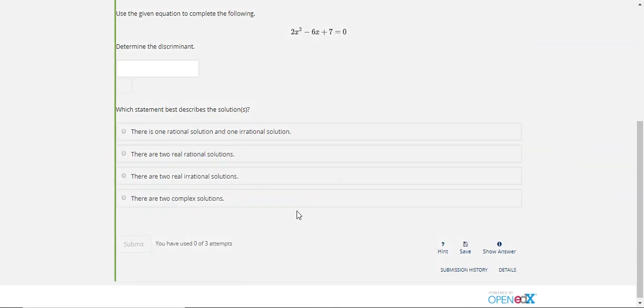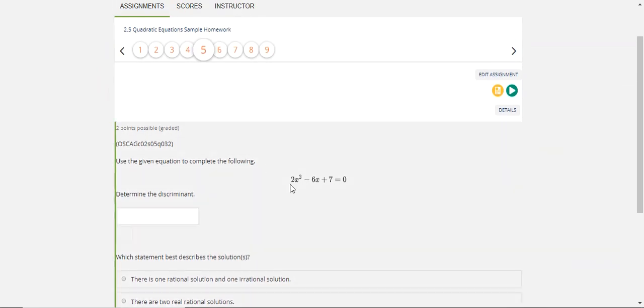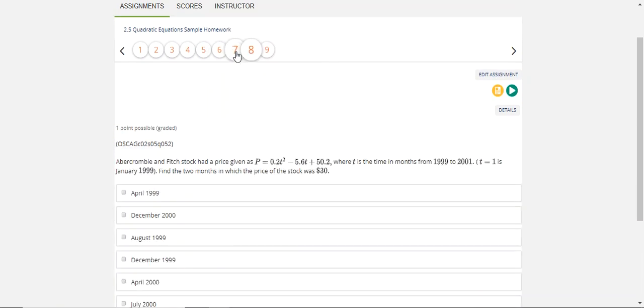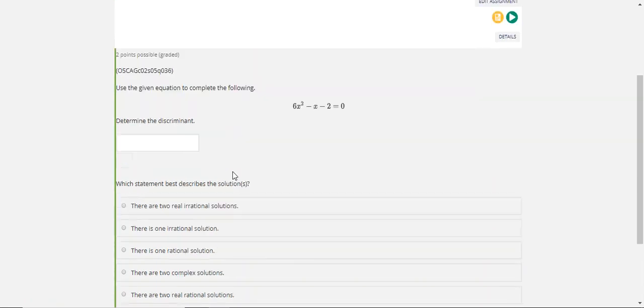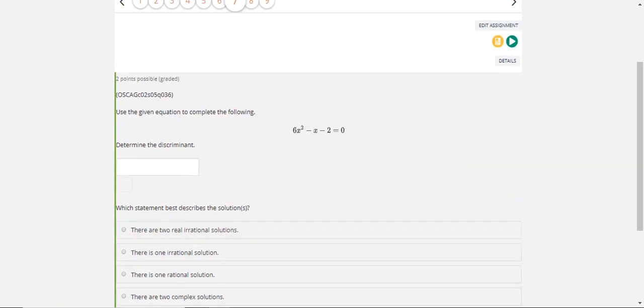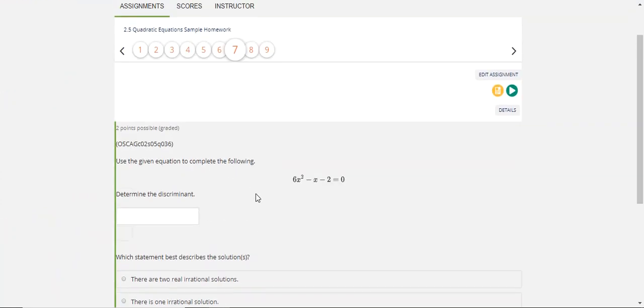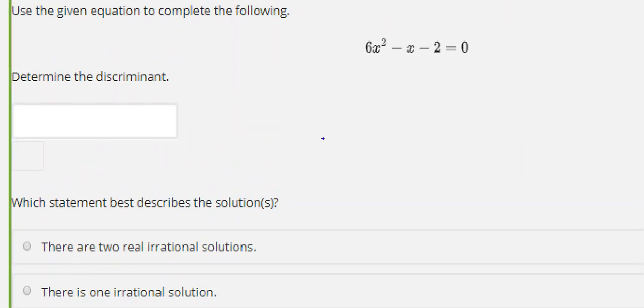In the next two questions, number 6 and number 7, they are very much similar. So all you have to do is determine the discriminant. This is actually number 7 now. So you find the discriminant, b squared minus 4ac.